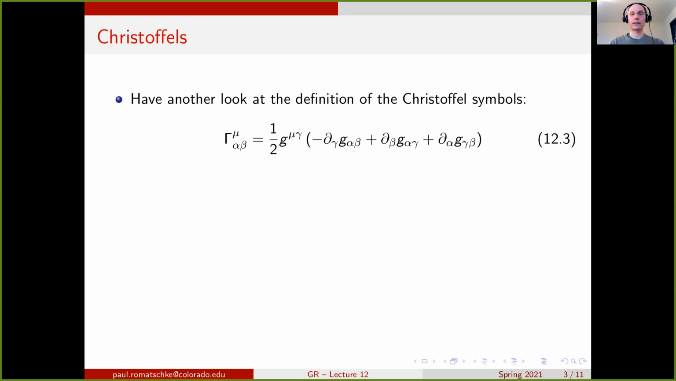First, let's have another look at the definition of these Christoffel symbols. What you should note is that in this expression, the indices alpha and beta appear symmetrically. Here we have g alpha beta, and we take the metric to be symmetric. Here we have d beta g alpha gamma, and here we have d alpha g beta gamma. So basically alpha and beta here are symmetric. It's also symmetric here. So that means that the Christoffel symbols are symmetric in the lower indices alpha beta.